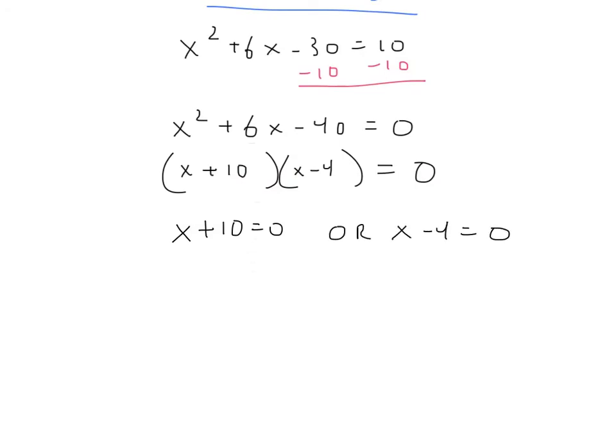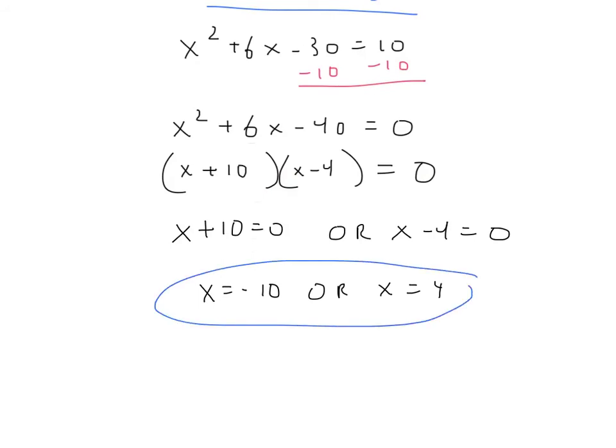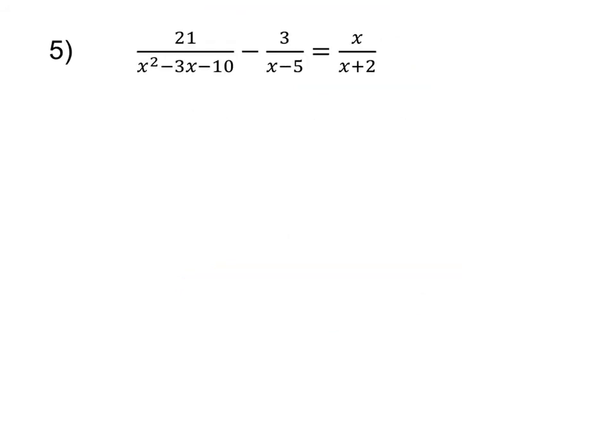And we'll solve these two, and we end up with x is equal to negative 10, or x is equal to 4. Right? So there's two possible solutions. X could either be negative 10, or it could be 4. All right, for our last one, I would like you to try this one on your own.